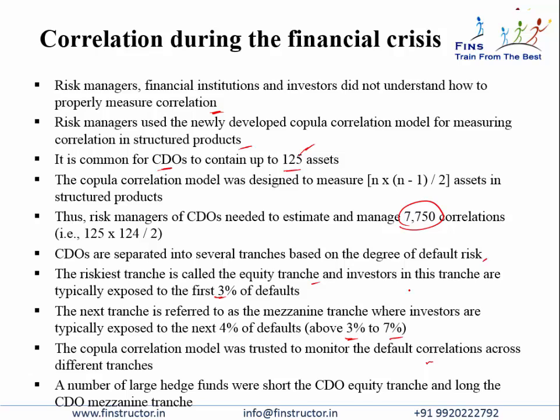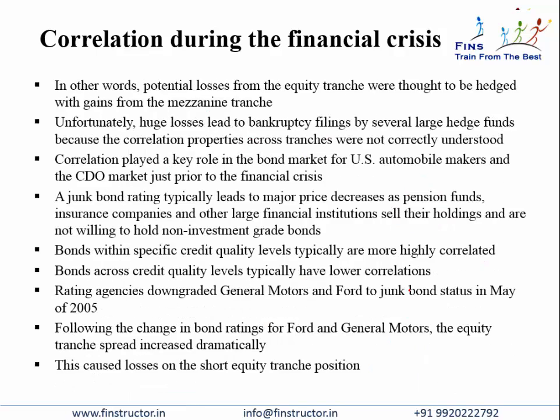So a lot of large hedge fund managers were short this equity tranche. They were shorting because they thought the risk was too high, and they were long the mezzanine tranche because they thought the risk was lower. Now, what this means is that the losses from the equity tranche were thought to be hedged with the gains from the mezzanine tranche. Unfortunately, huge losses led to the bankruptcy filings by several large hedge funds because the correlation properties across tranches were not correctly understood, and all tranches essentially were defaulting a lot more, or the losses were very high.